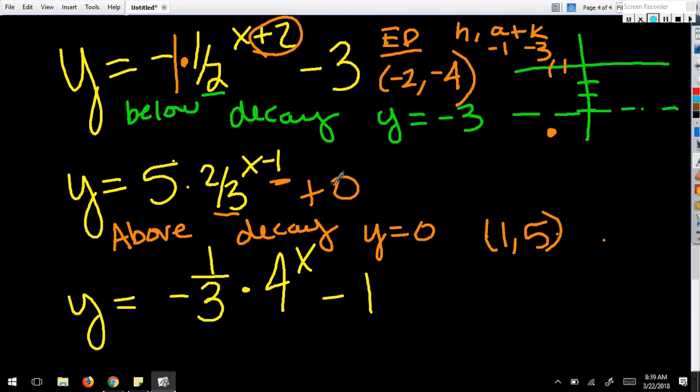So, do we imagine the x minus 1 is in parentheses? Yeah, you can, because it goes with the exponent. It's on the exponent. How about the last one?